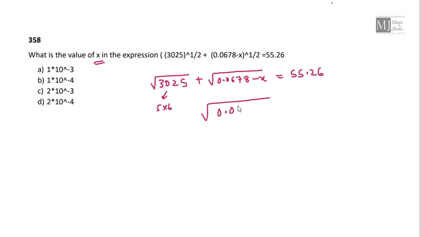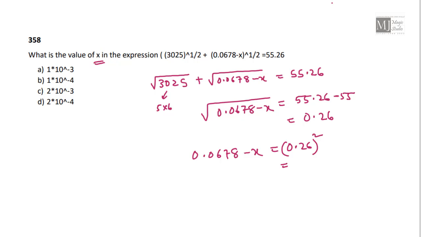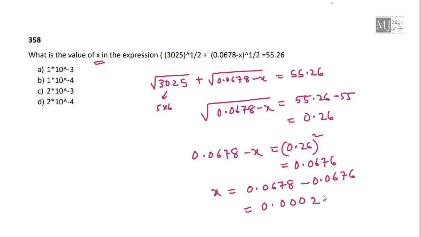So I'll add 0.0678 minus x equals 55.26 minus 55, that is 0.26. And 0.0678 minus 0.0676, that is 0.0002, or 2 by 10 to the power 4, that is x equals 2 into 10 to the power minus 4. Option D fits in.